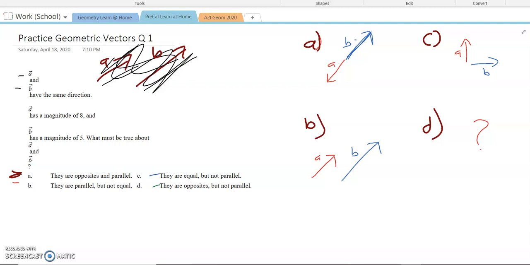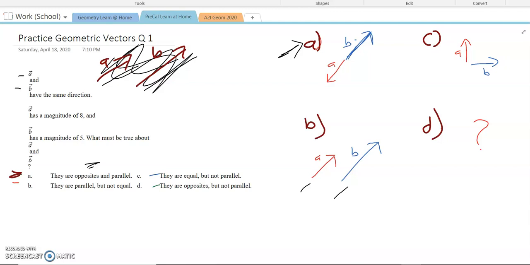Okay, so if you read the answer choices, answer choice A says they are opposite and parallel. We know that they're not opposites because they're pointed in the same direction. I drew what that would look like if they were opposites. That's not ours because we know they're going in the same direction. Answer choice B says they are parallel but not equal. And that is true. As you can see, the two lines representing the vectors for A and B are parallel to each other, but they're not equal because A is 8 and B is 5. Obviously not drawn to scale, but they are different.